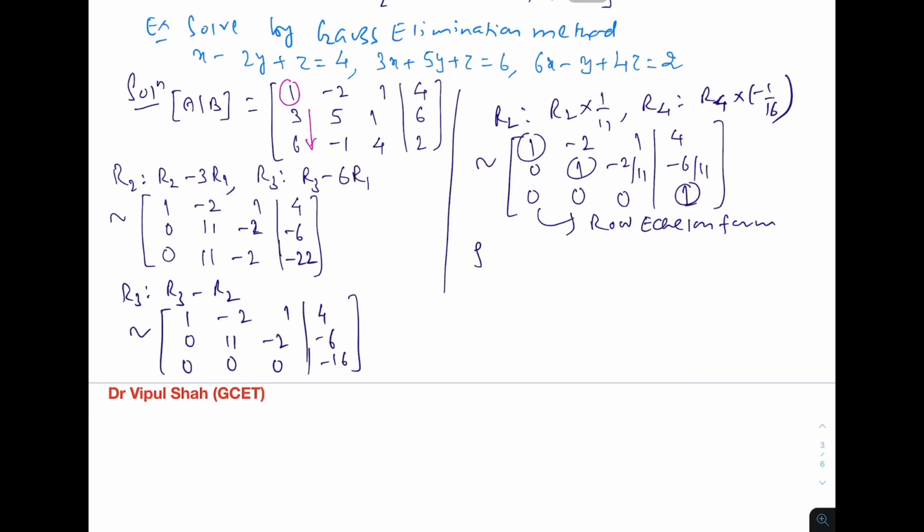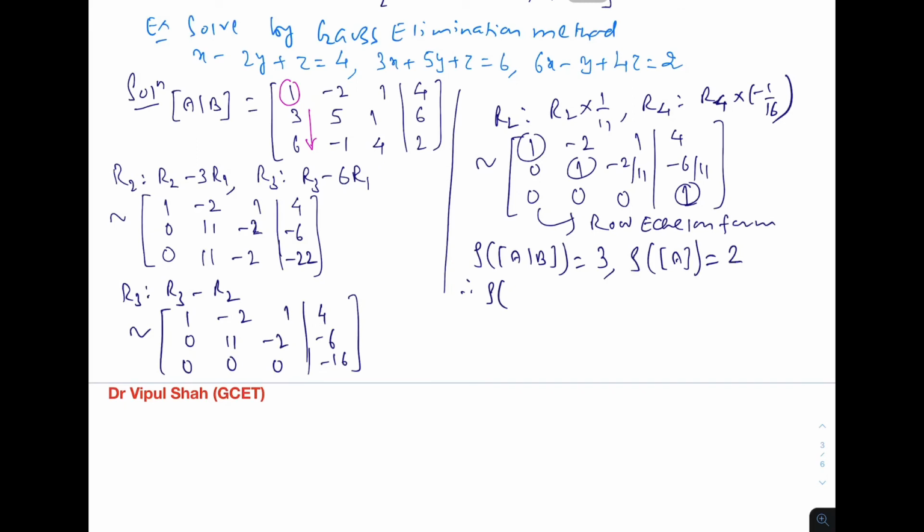What is the rank of the augmented matrix AB? So this row is non-zero, this row is non-zero, this row is also non-zero because here is a non-zero element. So rank of AB is 3. Now what is the rank of A? So rank of A we need to check only from here. So this is non-zero, this is non-zero, but this is a 0 row. So rank of A is 2.